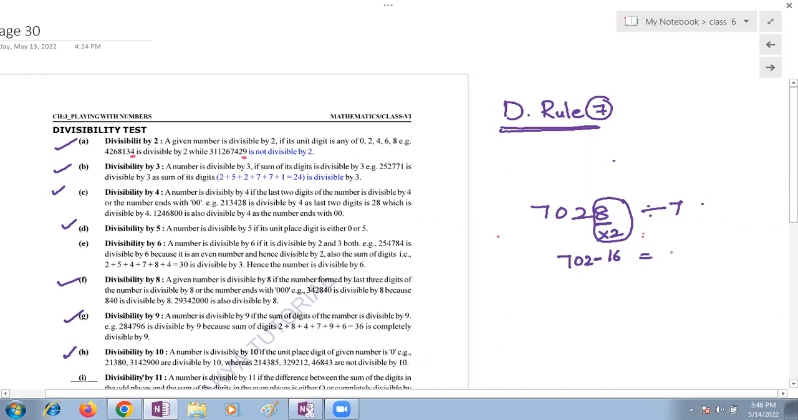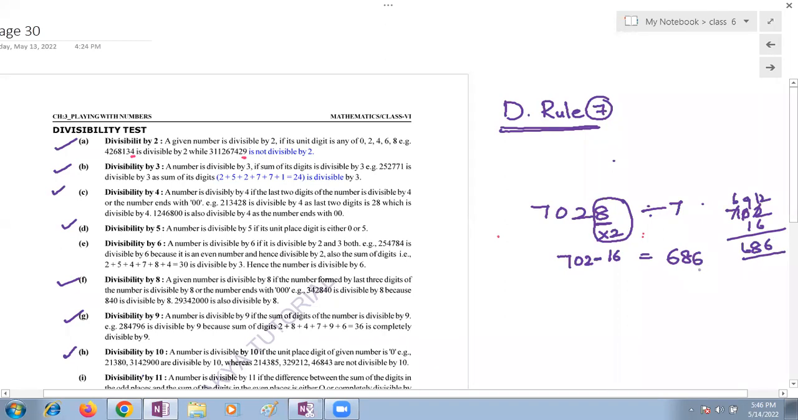700 minus 16 means, ma'am, it's 600 and 84, 684. Yes or no? If you have any doubt, you can go like that, children. Ma'am, you should take from the right. 12 minus 6, 6, 9 minus 1, 8, 698.